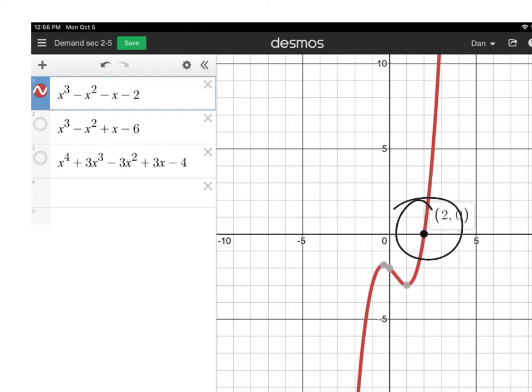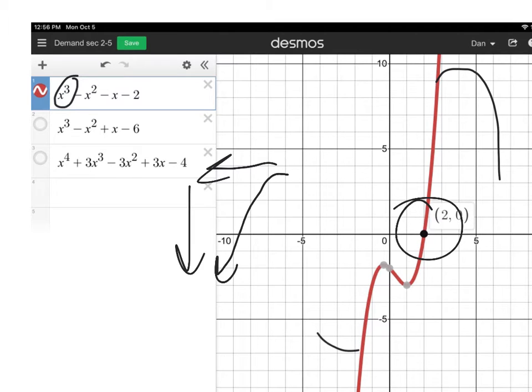How do I know that this graph's not going to curl back around? Well, if you think about the leading term and the degree of this polynomial, I know this is a third degree polynomial. As I go out to negative infinity on the x, this function is going to go down to negative infinity on the y. That's not going to curl back around. And as I go out to positive infinity on the x, it's going to go out to positive infinity. That's not going to curl back around, because we know that's how third degree polynomials behave. So this is going to be the only real zero, and it's rational because it's 2.